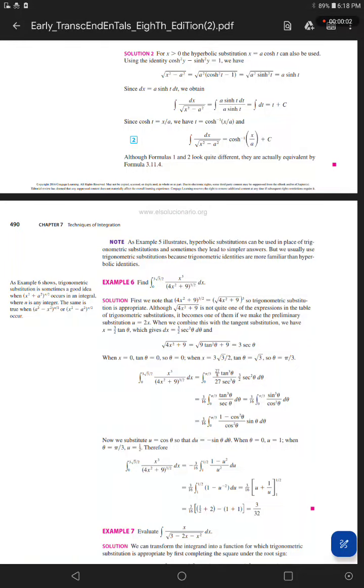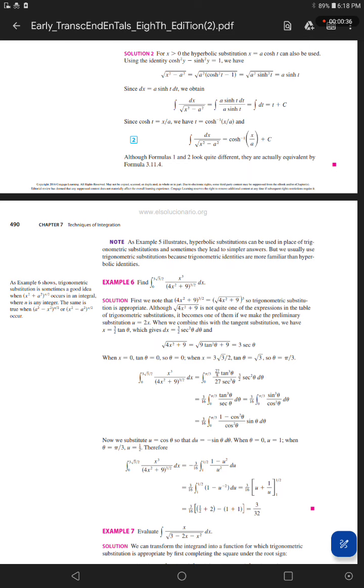Example 6. Find the integral from 0 to 3 times the square root of 3 over 2 of x cubed over (4x squared plus 9) to the power 3 over 2 dx.